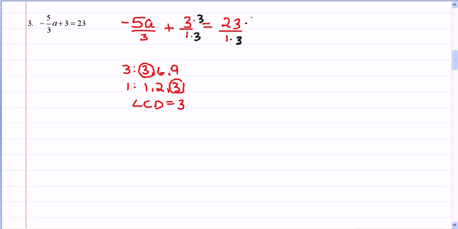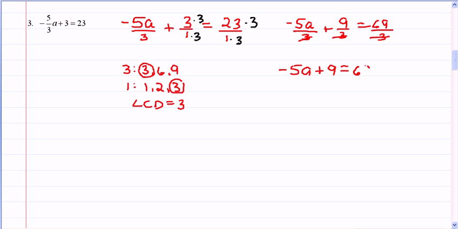So I multiply the numerator and denominator by 3, and now the equation is negative 5a over 3 plus 9 over 3 equals 69 over 3. And since all of the denominators are 3 in this equation, we can cancel out all of the 3's so that we have negative 5a plus 9 equals 69.